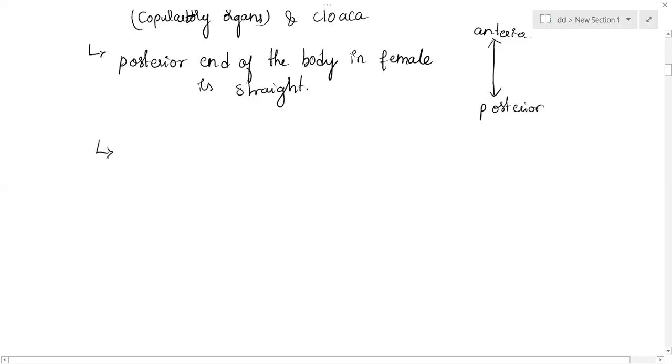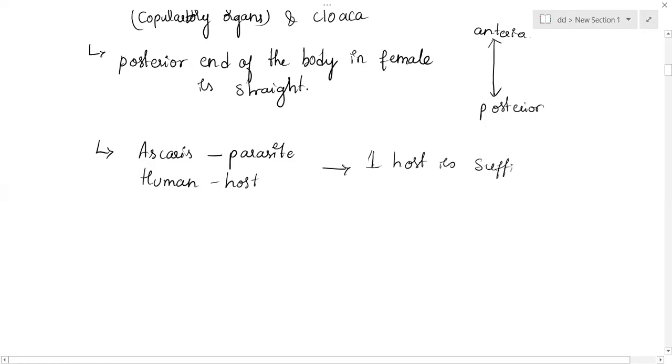Here the Ascaris is there. To complete its life cycle, it has only one host. Humans are the host for this. Ascaris is a parasite, right? Who is the host? Humans are the host, so they need only one host. One host is sufficient to complete the life cycle.